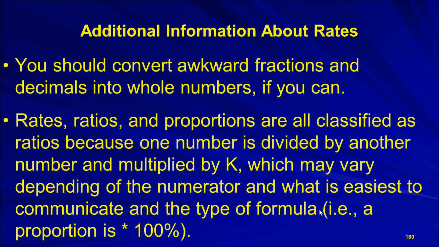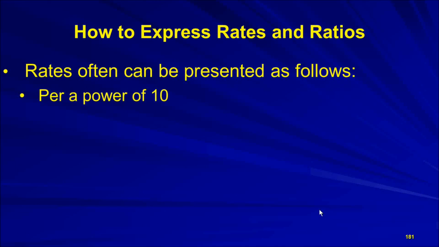Next, rates, ratios, and proportions are all classified as ratios, right? We learned this in the beginning, because one number is divided by another number and multiplied by a k, which may vary depending on the numerator and what is easiest to communicate in the type of formula. So we know for a proportion it's 100%. How to express rates and ratios. This is difficult because it depends on the situation that you're dealing with. So I have guidelines here, they're not rules.